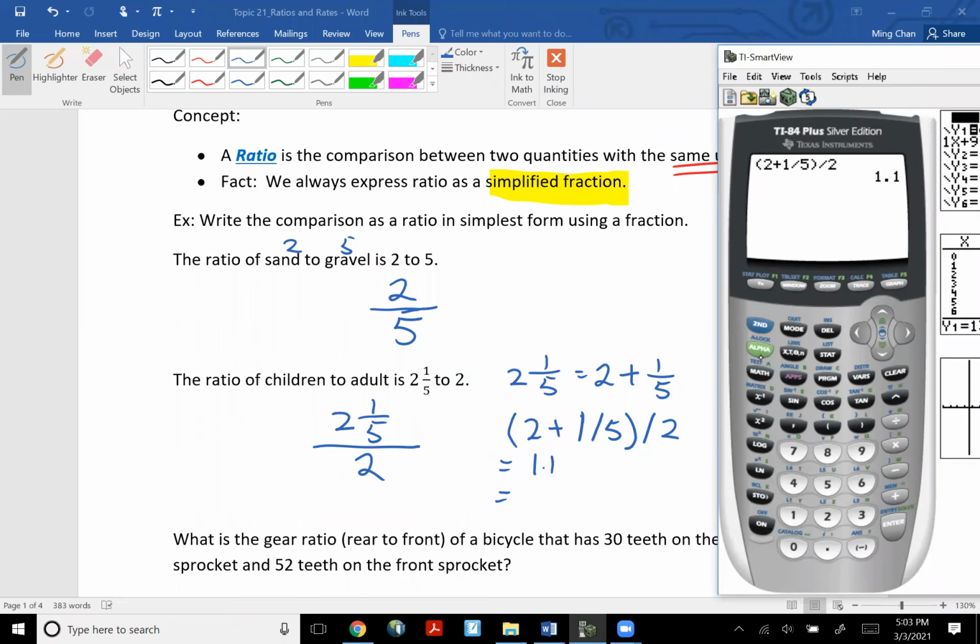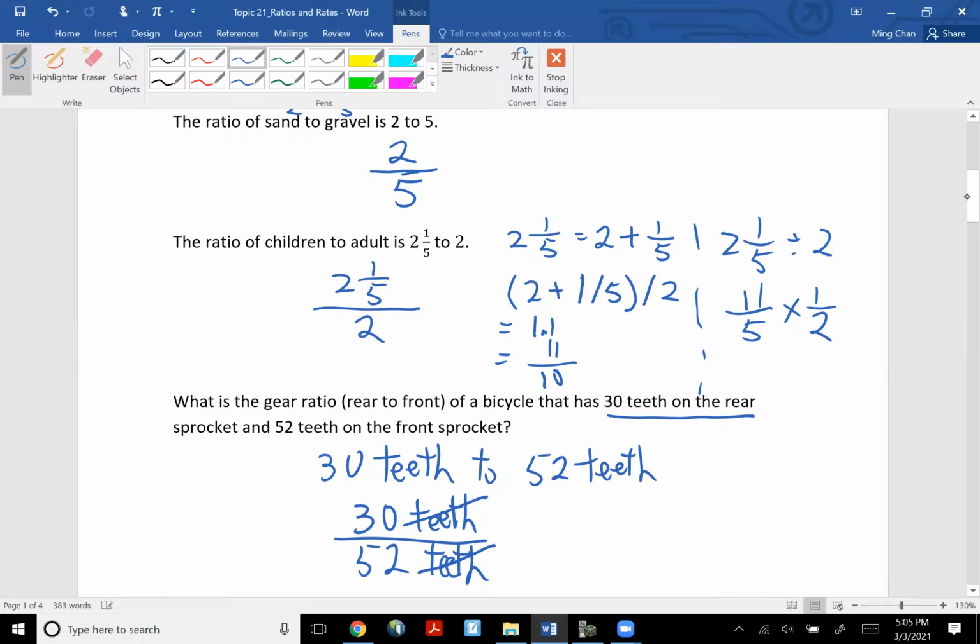All right, let's try another ratio problem. What is a gear ratio? Rear to front. So 30 teeth is on the rear, so I'm going to write out the units right here for you, compared to 52 teeth. So what happens with the ratio problem is, when you write the units, they will actually cancel out. That's why ratio problems are unitless, okay? Because all the units are supposed to cancel out.